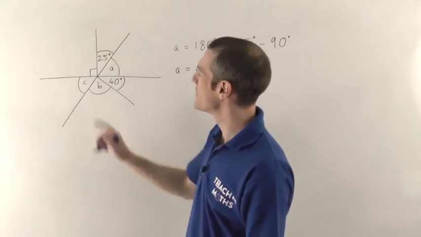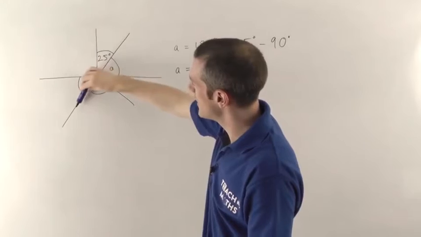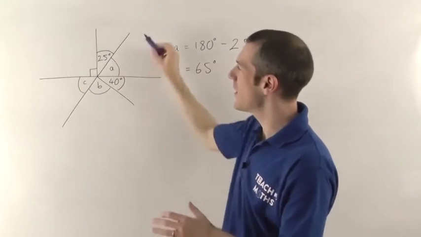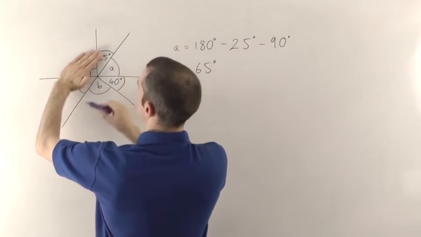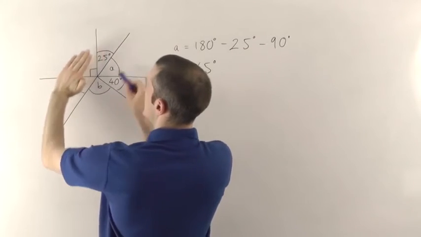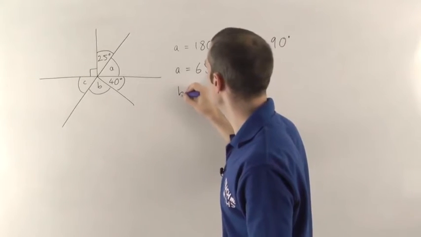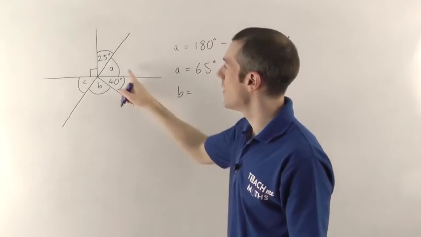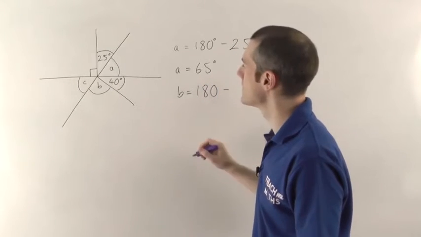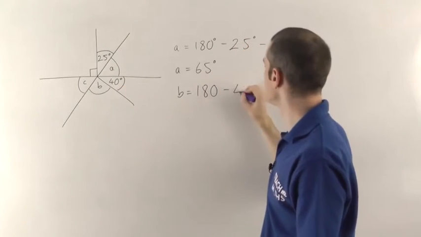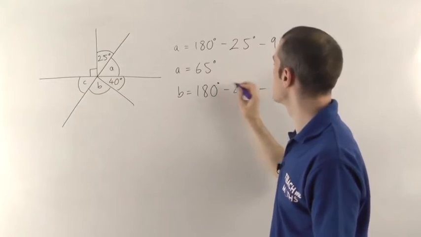Alright, so now B or C. Well, I would use this straight line next, and we can do a very similar thing. Sometimes it's quite hard to see those straight lines when they're there, but if I sort of cover up that bit there, you can see there's a straight line there. So A plus 40 plus B again has to add up to 180 degrees. So B is going to be 180 again, those three, minus the 40, minus whatever A was, and A was 65 degrees.